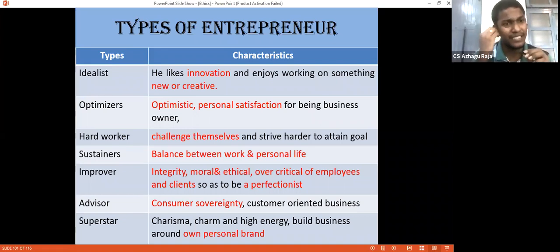And the improver, I hope everybody could manage the sustainer. A sustainer basically sustains both work life and personal, family life, they balance it. So that is what a sustainer is. And they sustain all kinds of personal life challenges as well as official challenges.